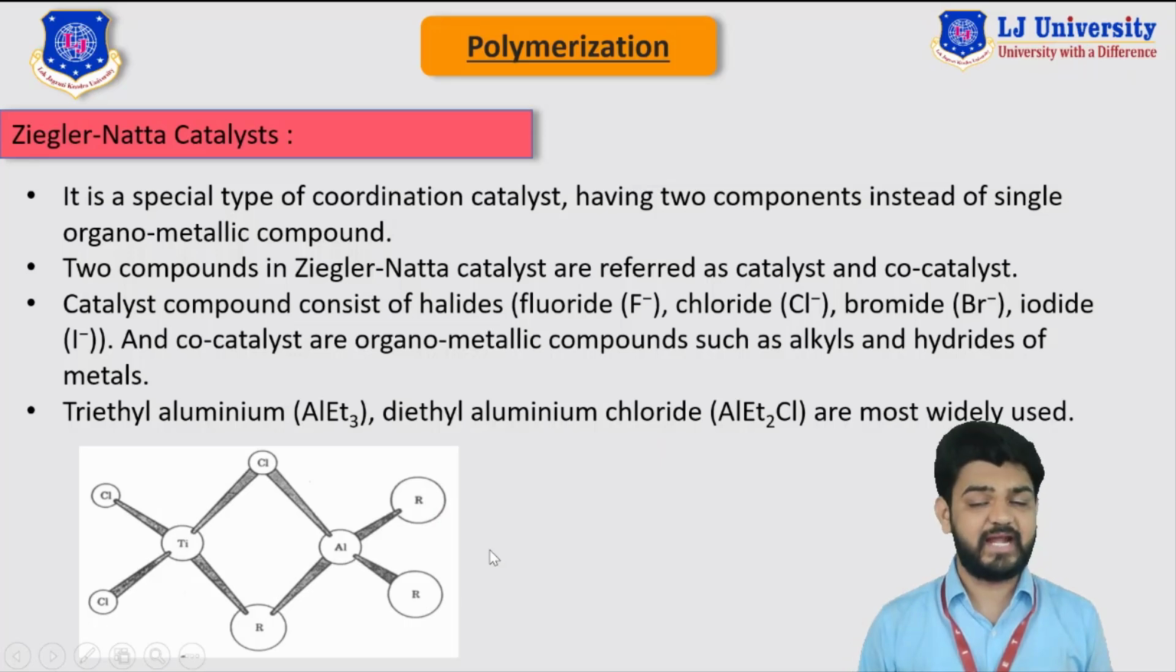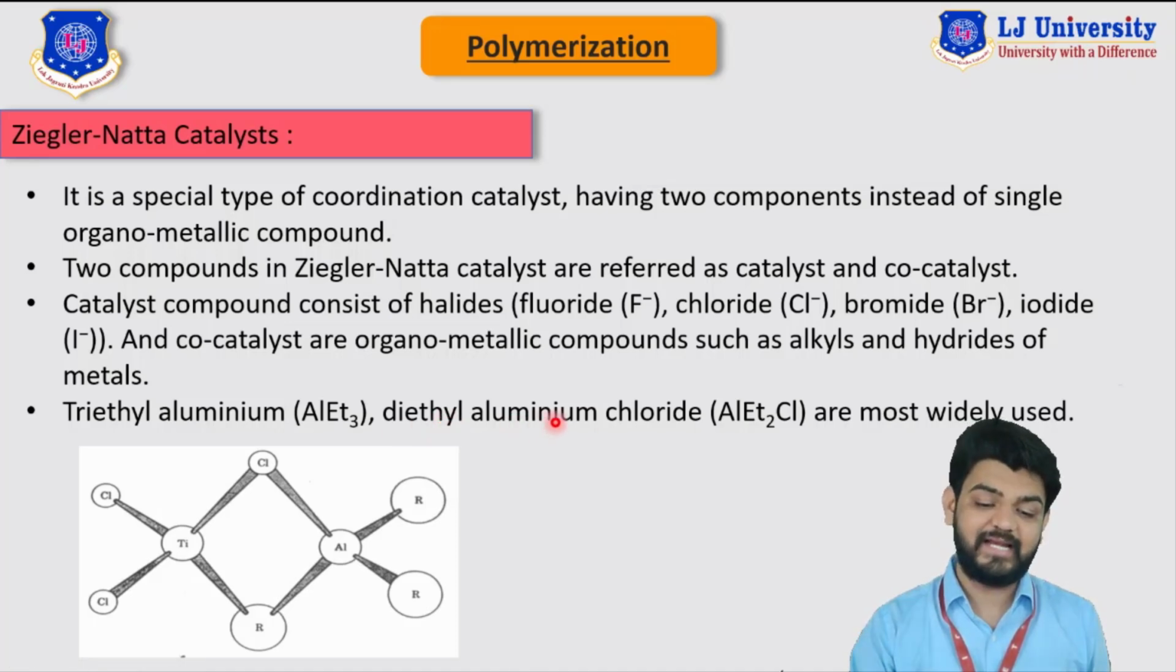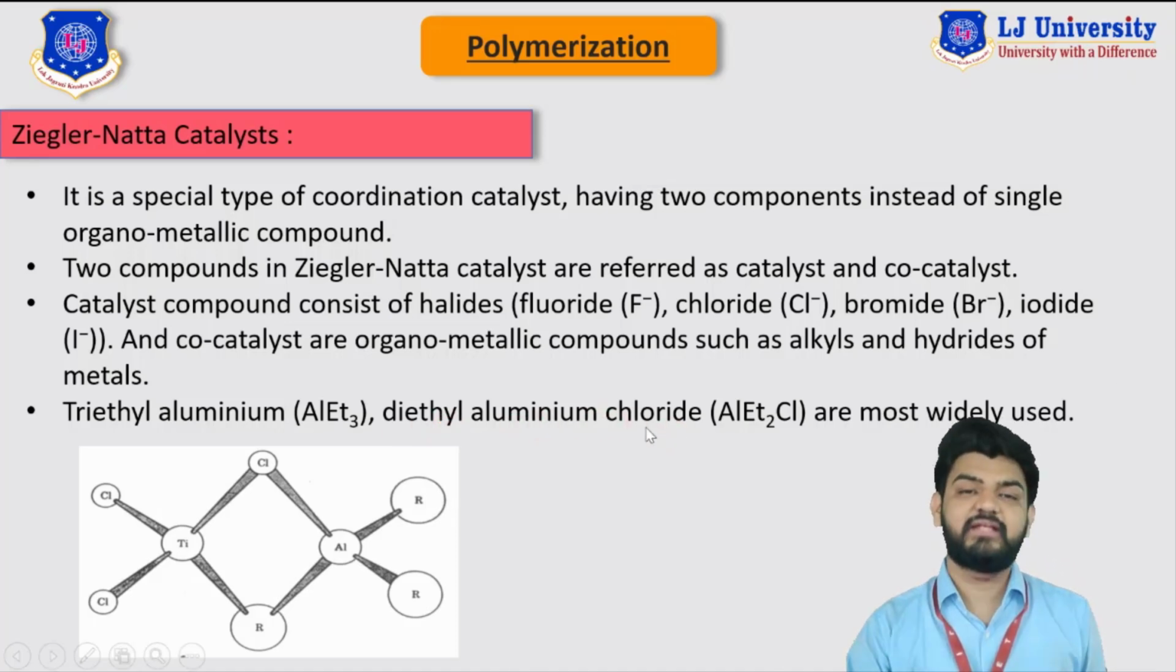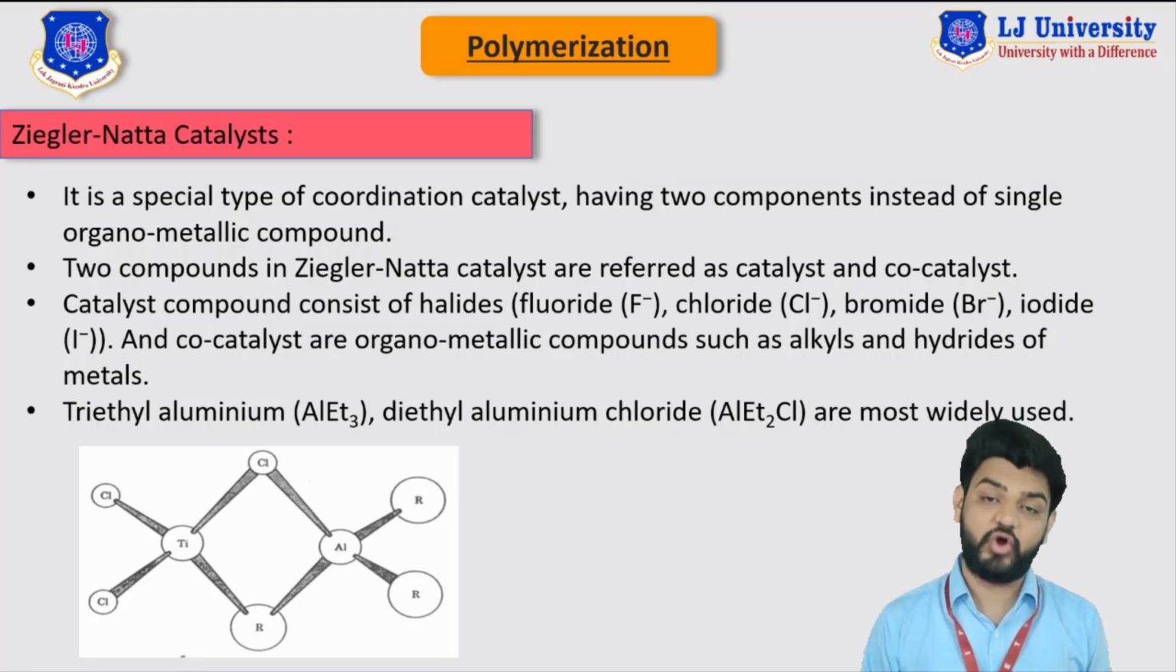Basically this Ziegler-Natta is a heterogeneous catalyst. You can see their examples as triethyl aluminum, that is AlEt3. Then we have diethyl aluminum chloride as well. So basically these two catalysts are most widely used in almost all the industries.